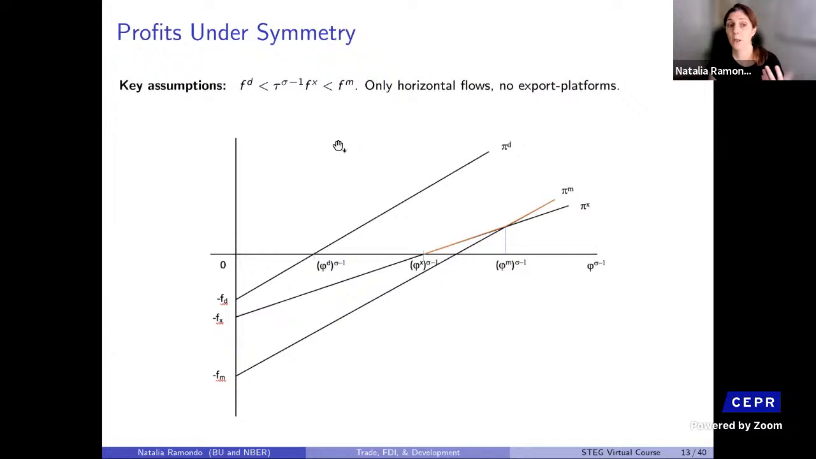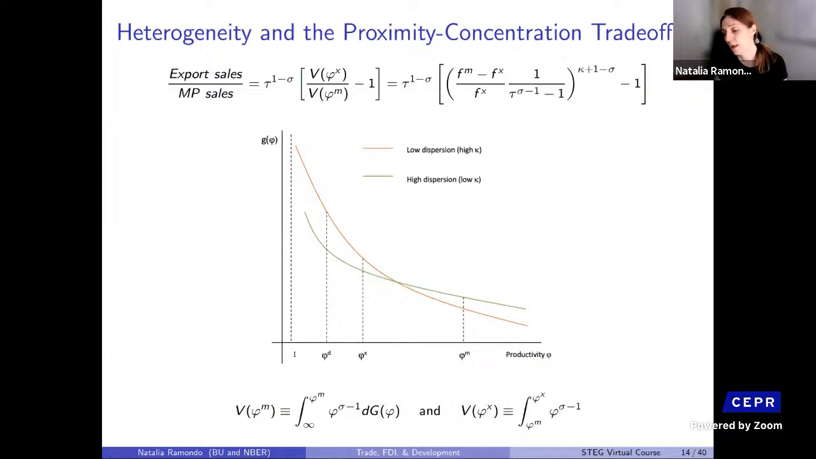So how the paper goes is, as I told you, they are going to derive the proximity-concentration trade-off equation that's going to give them a testable implication. And they're going to go to the US multinational data and test it with variation across industries. So I'll show you that. The model delivers indeed the proximity-concentration trade-off: export sales over MP sales follow an expression that is very easy to solve under Pareto, and exports decrease relative to MP with trade cost and increase with the fixed cost.